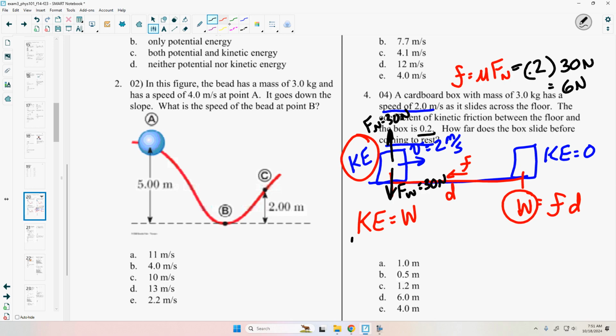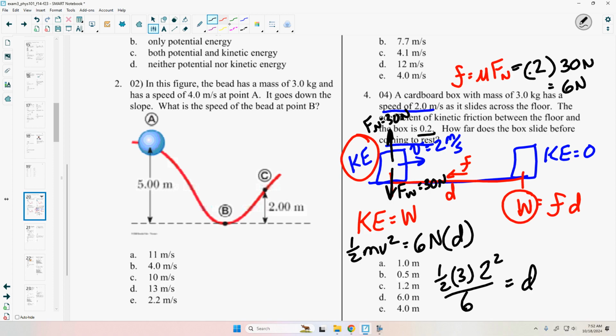Then go back now. Kinetic energy is 1/2 mv squared. The work done is going to be F, that's 6 newtons, times the distance, which is what I want to know. And I solved that for d and put our other numbers in. 1/2 of 3, that's the mass, times the speed, 2 squared, divided by 6 is equal to d. So 3 times 4 is 12, half of that is 6. So d is 1 meter. D should be the right answer for number 4.